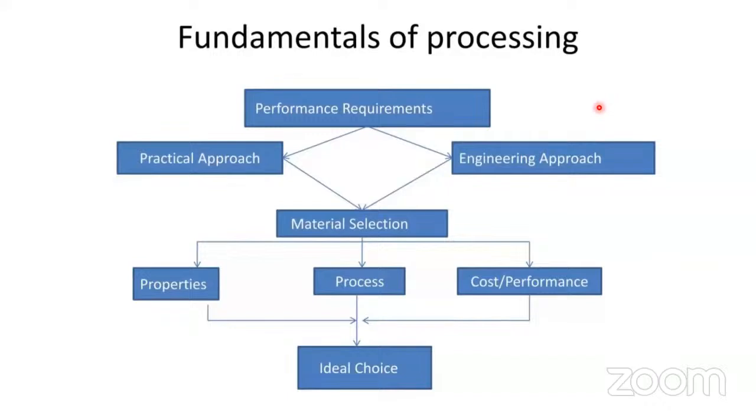Now, the fundamentals of processing. What are the fundamentals of processing? Performance requirements. Now, what type of requirements are there? If you want to find out that performance, on which basis, engineering approach or a practical approach? There are two types of approach, engineering approach as well as practical approach. After that, we have to select the materials. By finding the approach, then you have to find out the material. Then once you find out the material, there are three steps. You have to decide how you process that material.